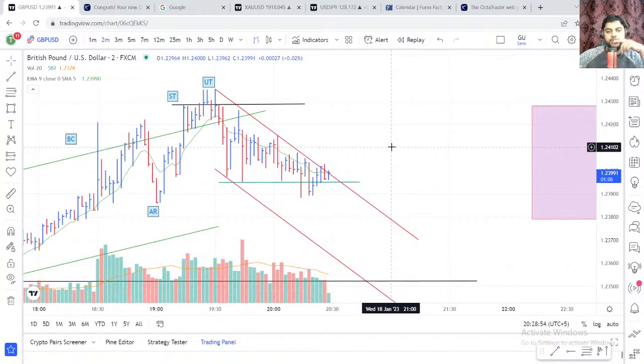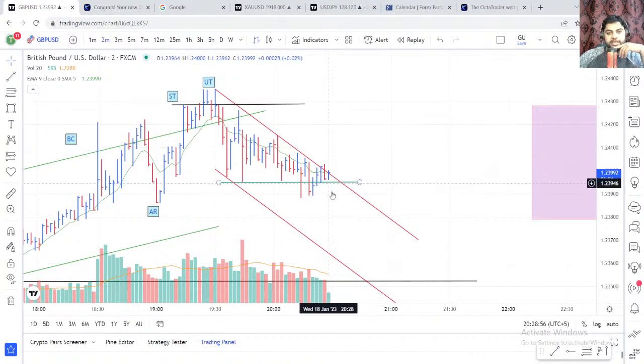Meanwhile, let's go and look at the GBP USD. Market is trying to break the trend channel to the upside. If it breaks the trend channel to the upside, then we will buy.